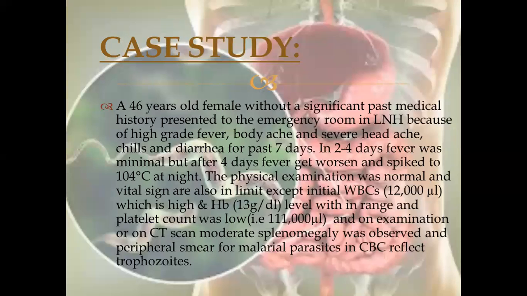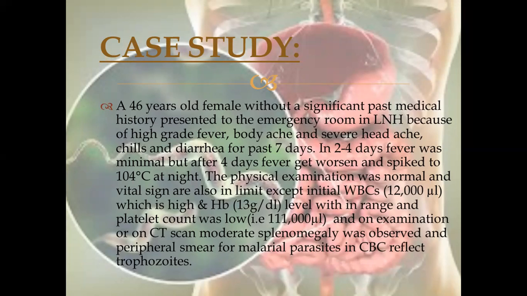Now we have a case study. A 46-year-old female without a significant past medical history presented to the emergency room at Liaquat National Hospital because of high-grade fever, body ache, severe headache, chills and diarrhea for the past 7 days. In the first 2 to 4 days, the fever was minimal, but after 4 days the fever worsened and spiked to 104 at night with chills.